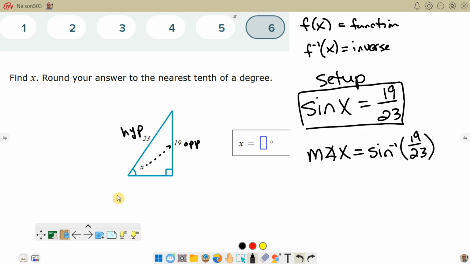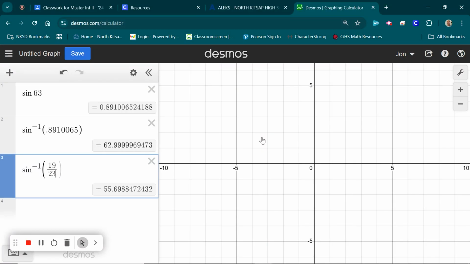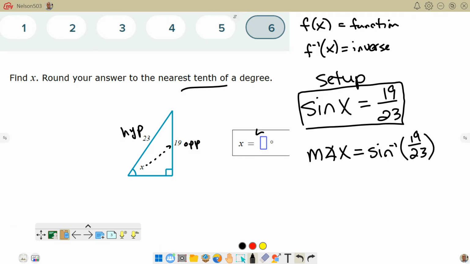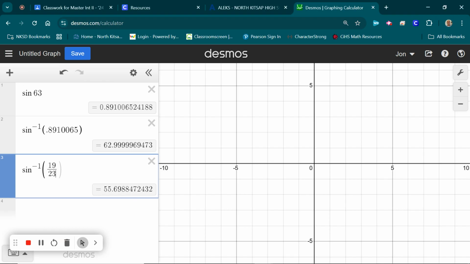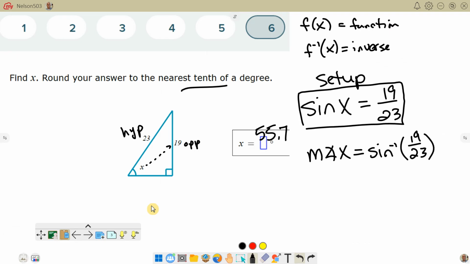I come back over here. I think it wants it to the nearest 10th place. So what was it again? 55.7. So I go 55.7. Okay? I think I have one more problem to do, but I really want you to consider trying to delete less on Desmos. That's the cool part about Desmos. You can just keep a running tally of what's happening here.